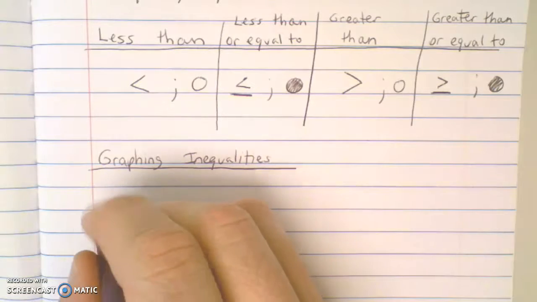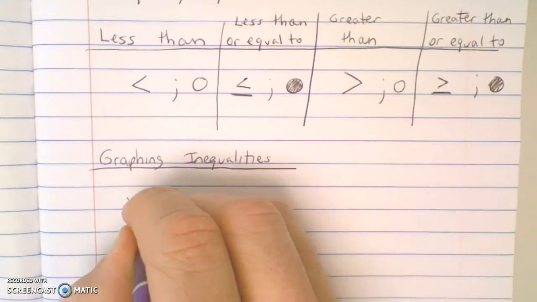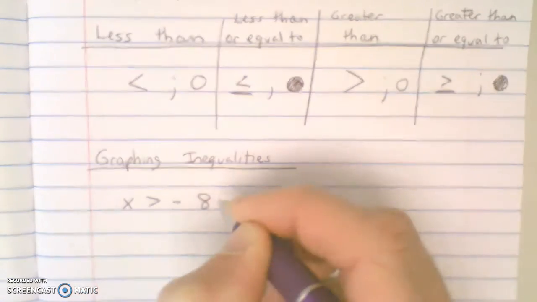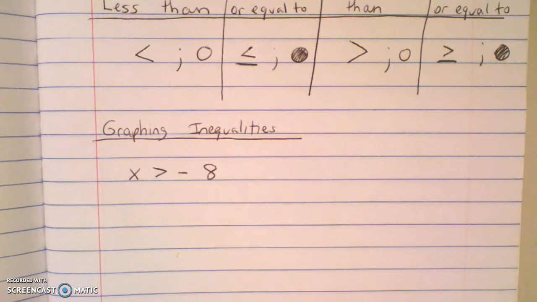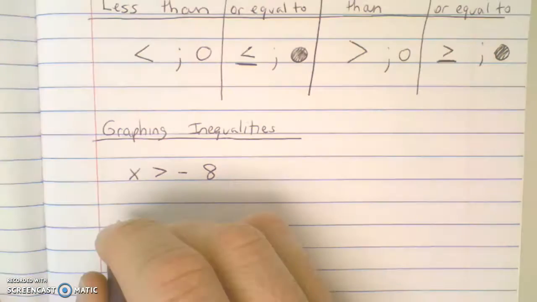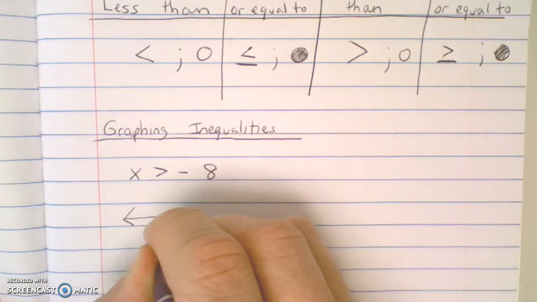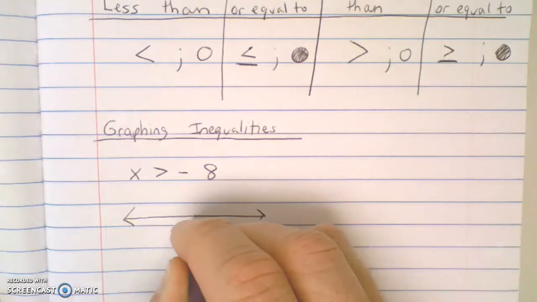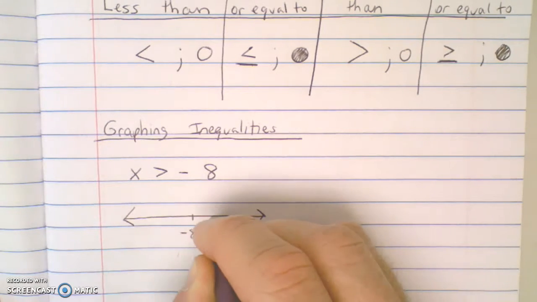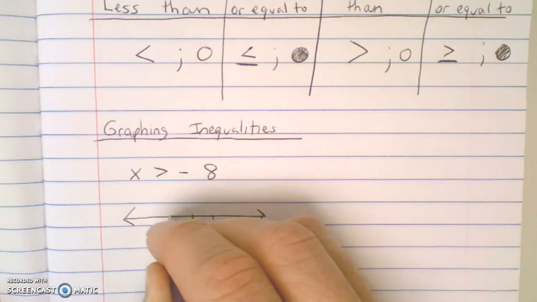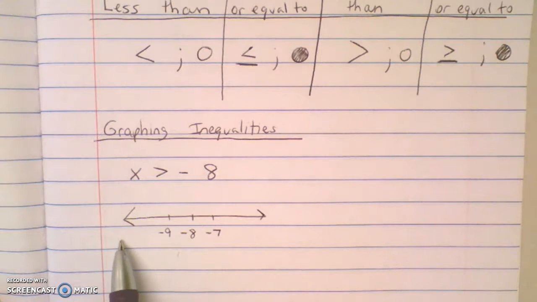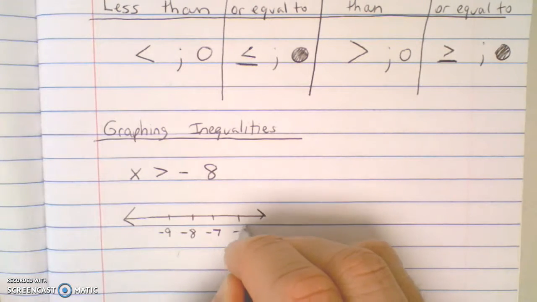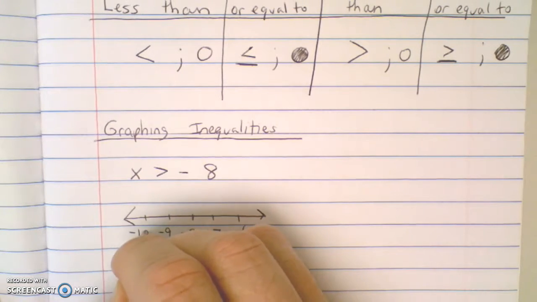Let's say I gave you the graph x greater than -8. If I wanted you to graph that on a number line, you would create your own number line, and you'd put some numbers around -8. Remember, your numbers when you're going from negative go from more negative down to 0. So I'm just going to build around -8, 2 on the left and 2 on the right.